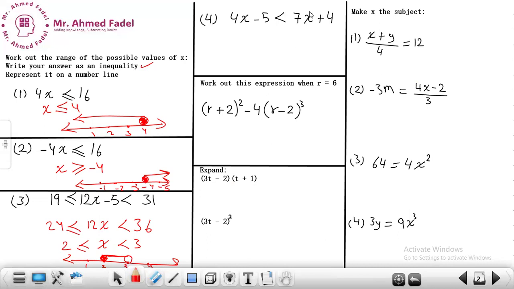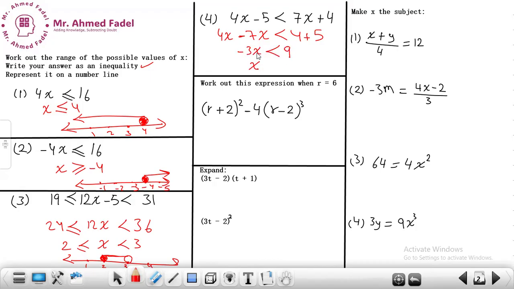Here, collect like terms. Mister, shall I get the 4x to the 7x? Yes, because we take small to big. But if I get the big to the small, not a problem. It's not going to be wrong, but you're going to have to do an extra step. So I'm going to say here 4x minus 7x, that's if you get the big to the small, is less than. The 4 stays positive, but the -5 goes there positive as well. So +5. So here you're going to find -3x is less than 9.